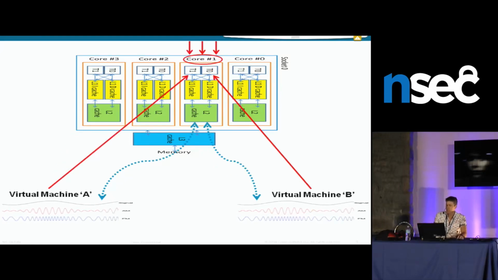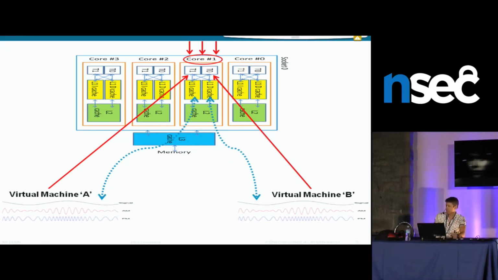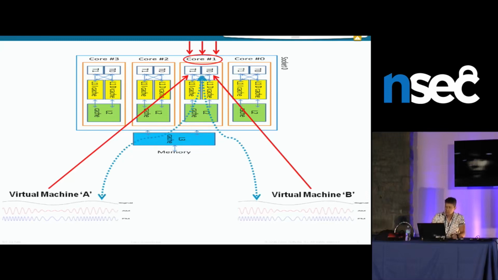If your virtual machines are co-located on hyper-threaded siblings on the same core, there are other tricks you can do to modulate a signal across the two VMs. For instance, in this picture, you can use the L2 cache. You can also use the L1 cache, or you can use the CPU resources that are shared across the two hyper-threaded siblings. Actually, this is the first example I'm about to show you.